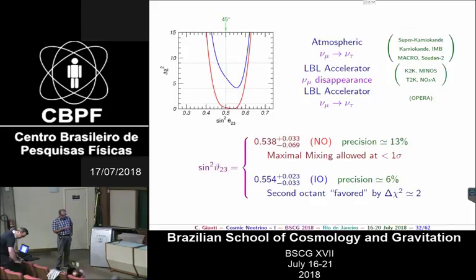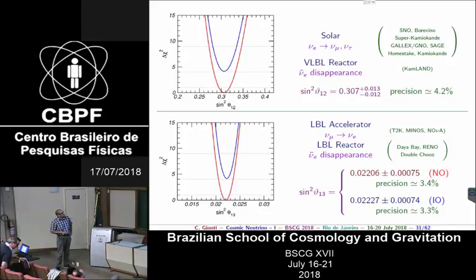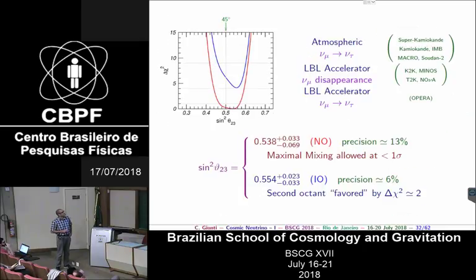It maybe can be puzzling because the last angle which was found to exist is theta 1 3. And this was discovered around 2011. And now you can see that this is the best measured angle. That is because some experiments could measure this angle with really good accuracy. Instead, the first mixing angle, theta 2 3, which generated the oscillation of atmospheric neutrinos, these are the oscillations that were first determined in 1998.